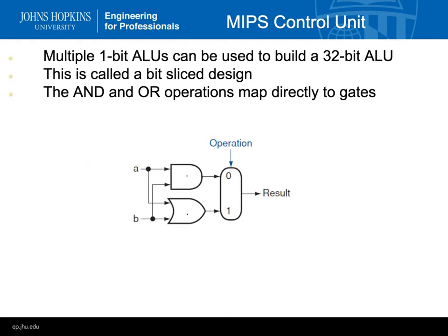And here's the mux that we talked about. We send in a control signal that's going to tell it whether we want AND or OR. If this control signal is a 0, we'll get an AND, and if it's a 1, we'll get an OR. So this would be just a unit that does AND and OR.